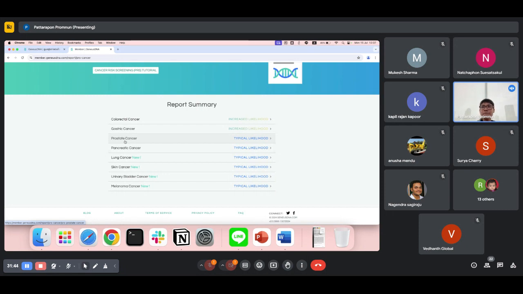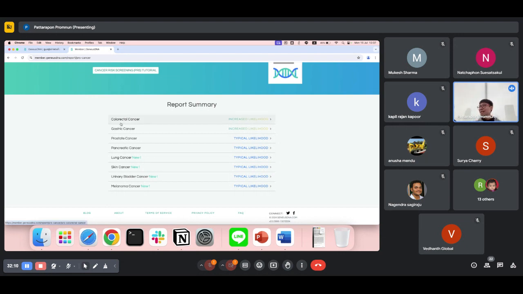For female, we have breast cancer in the female report. But this is my report, so I don't have that. I have increased risk of colorectal cancer and gastric cancer, and both are in the digestive system, so I have to take the treatment carefully.